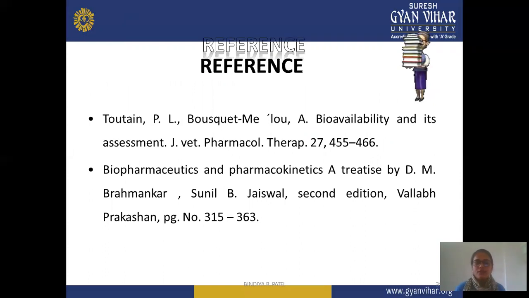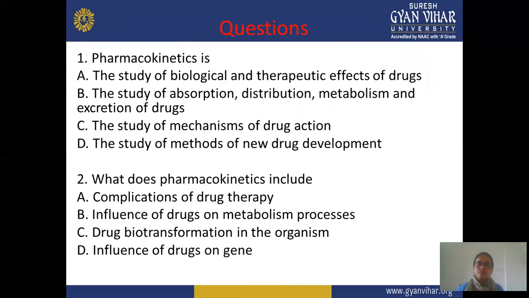Next is the reference part. In this reference, the first reference is Brown, PL, Book and Elo, Bioavailability and its Assessment, G-Vet Pharmacotherapy 27, pages 455 to 466. Then Biopharmaceutics and Pharmacokinetics by D. M. Brahmankar and Sunil B. Jaiswal, second edition, Vallabh Prakashan, pages 315 to 363. This is the reference. Both books are good and you can use both books for sufficient information.